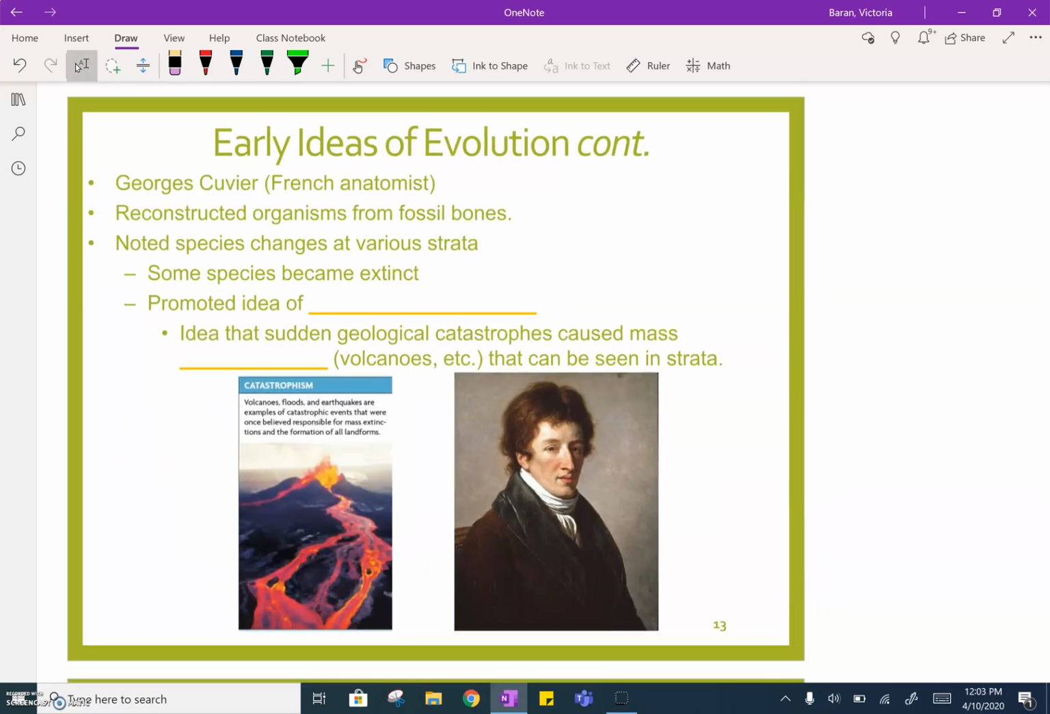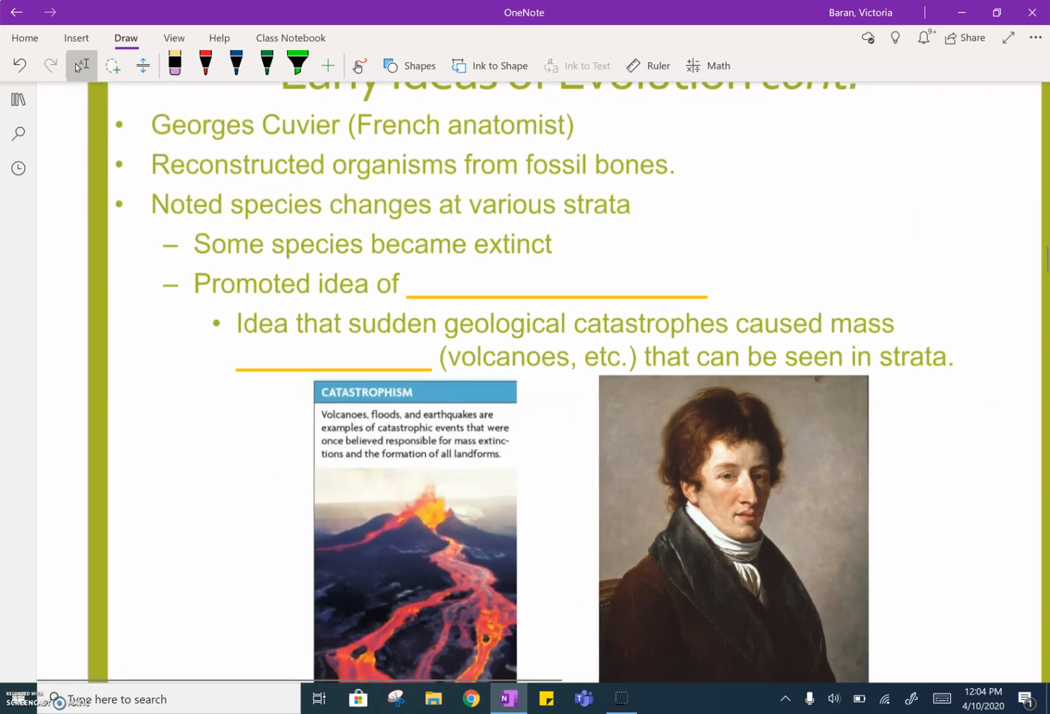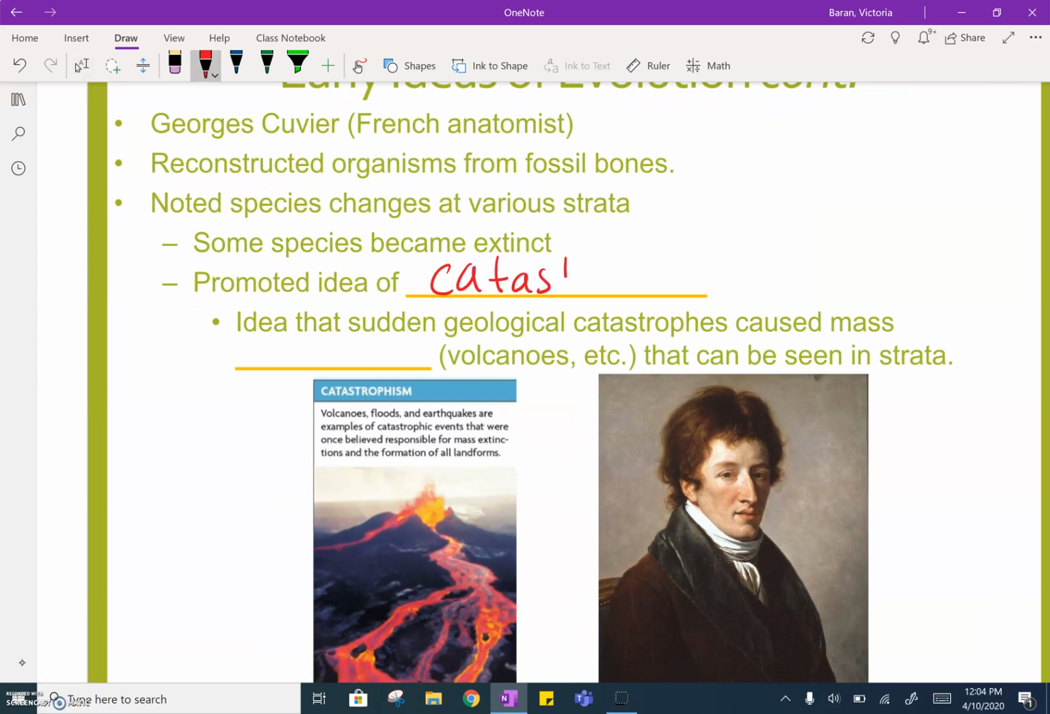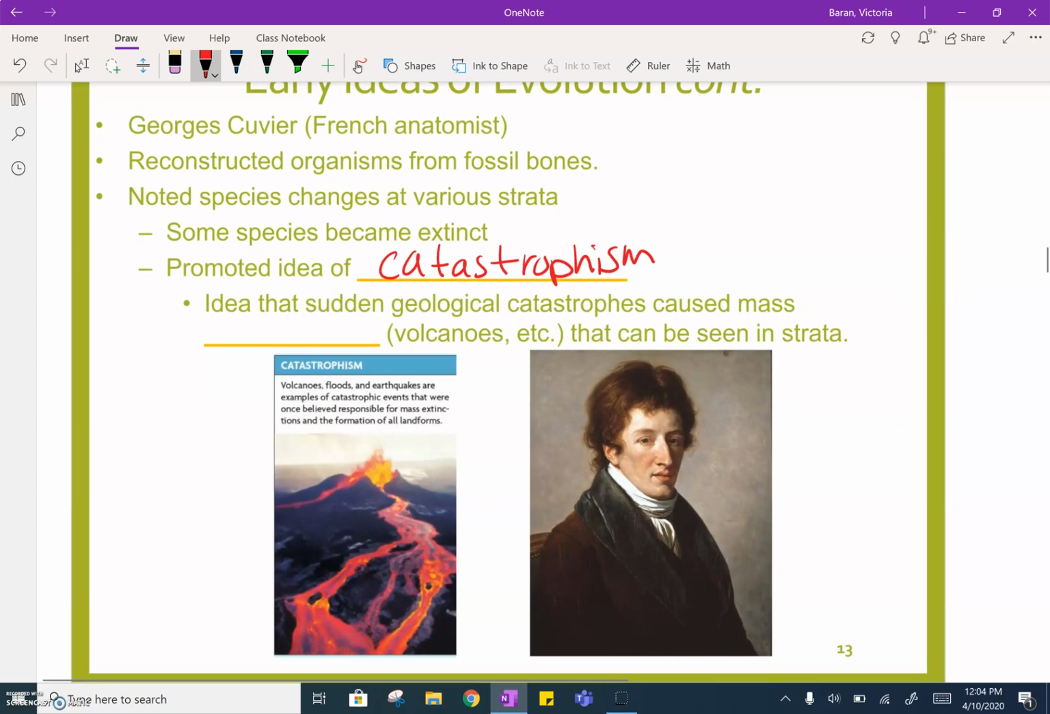Our next scientist is Georges Cuvier. He also studied fossils and he did a lot of reconstruction of those fossils. And one thing that he noted was some species became extinct at certain layers. And this promoted the idea of catastrophism. So this is the idea that sudden geological or catastrophic change would cause a mass extinction.